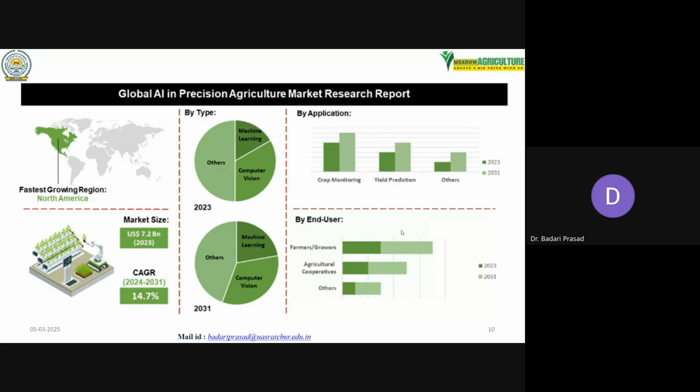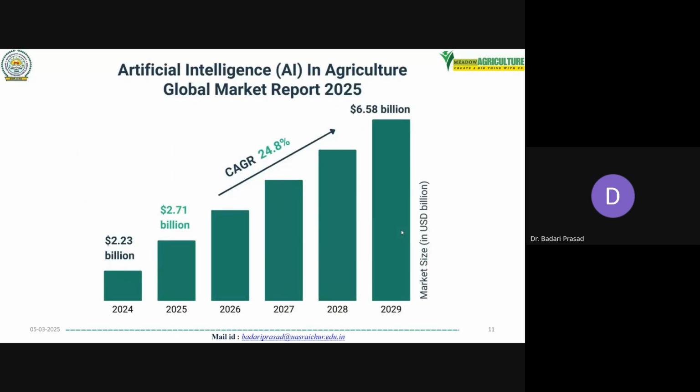So if you just compare 2023 and 2031, the prediction goes up in crop monitoring, yield prediction and others. So the end user applications are farmers, cooperatives and others, and how much they adapt, how much artificial intelligence is going to accumulate in their minds in future. So this is again growth in terms of finance.